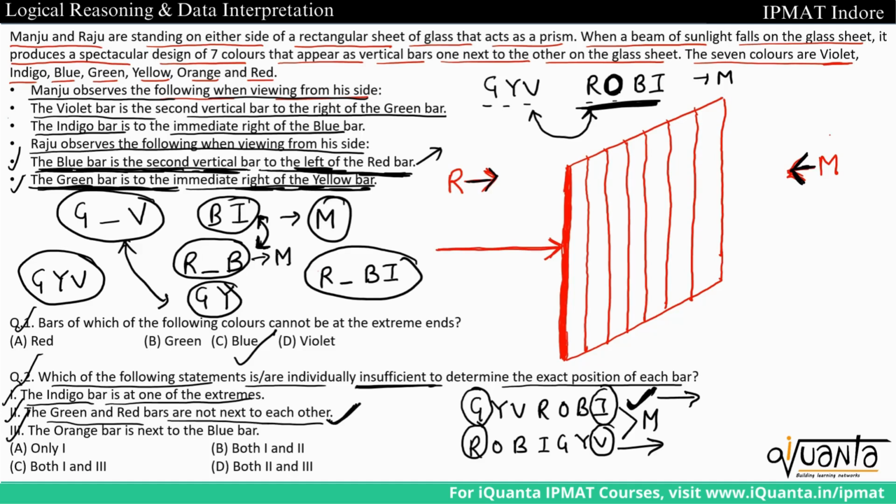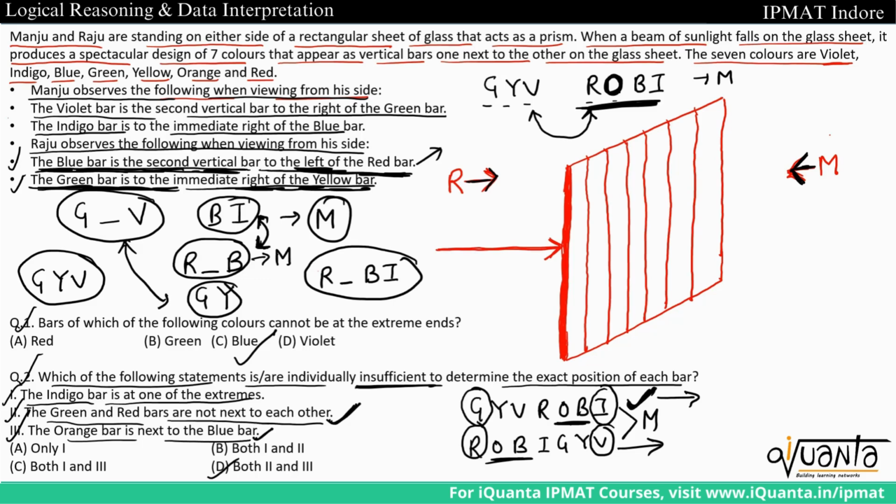Let us read the third statement. The orange bar is to the next of the blue bar. So in both the cases we have orange and blue bar next to each other, so both arrangements are possible. So even the third cannot help us, or the third is insufficient to determine the exact position of each bar. So we have statement 2 and 3. Option D will be the correct answer to the second question.